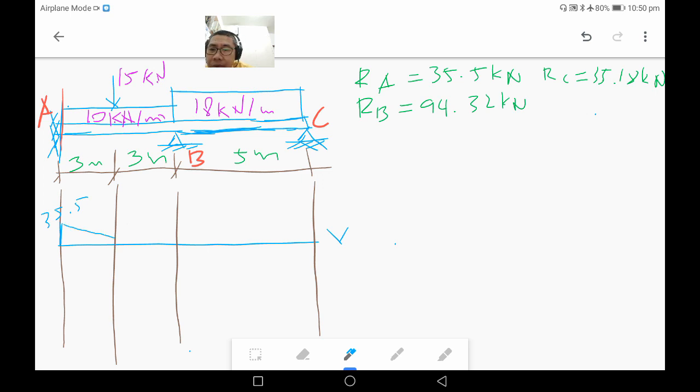So, this is 5.5. 5.5 minus 15 is negative 9.5. So, dito lang banda yan. Negative 9.5. And then, negative 9.5 minus 30, kasi 10 times 3. So, negative 9.5 minus 30 is negative 39.5. And then, our reaction at B is 94.32. So, that is plus 94.32. And that is 54.82. Somewhere here, no?